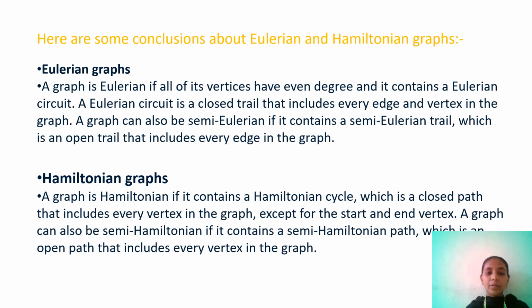Here are some conclusions about Eulerian and Hamiltonian graph. Eulerian graph. A graph is Eulerian if all of its vertices have even degree.